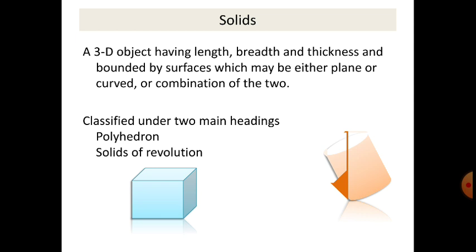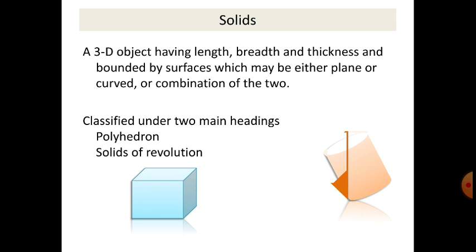Okay. What is solid? Solid is nothing but a 3D object having length, width or breadth and thickness, bounded by the surfaces, may be either plane or curved or the combination of the two. That is, any object which has three dimensions, that is length, breadth and width, and bounded with the surface, it might be either curved or plane, is called as 3D object or it is called as solid.